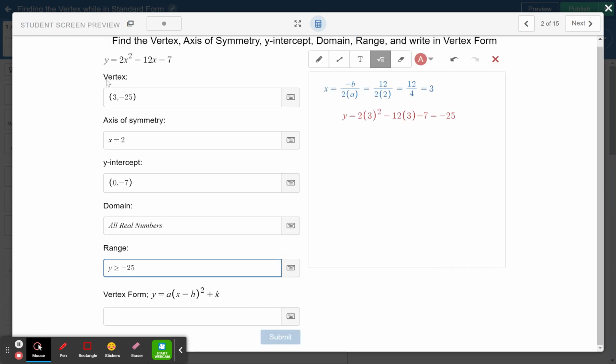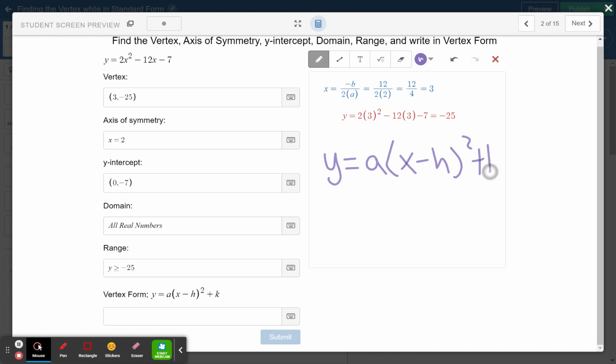All right. And then the last thing I'm asking you to do is write this quadratic in vertex form. Okay, so our vertex form is y equals a parentheses x minus h squared plus k. You're never going to change the y and the x. That always goes into your problem. Okay, so you're going to have y equals parentheses x. Okay, your job is to figure out what the a, the h, and the k is.